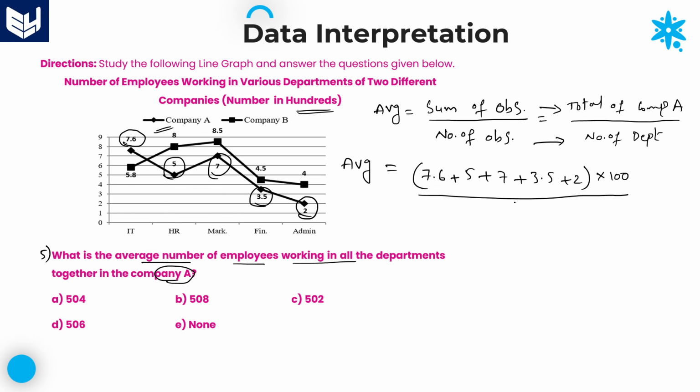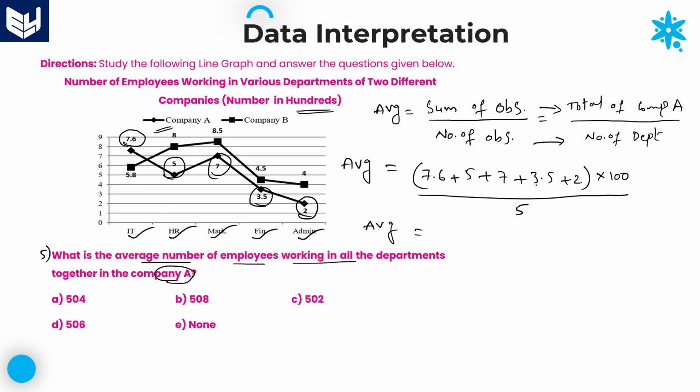And then divide by the number of departments. How many departments are given in this line graph? Total 5 departments are given. The denominator value is 5. Now you just add all the values and then divide by 5.